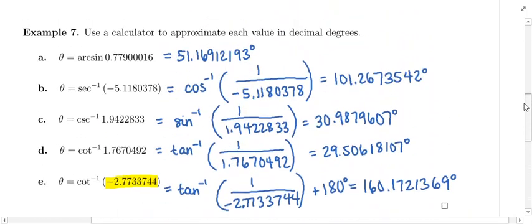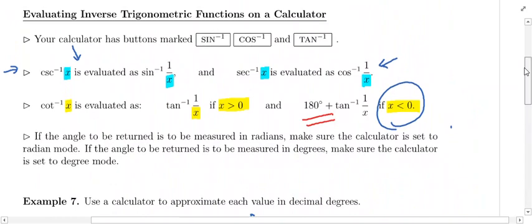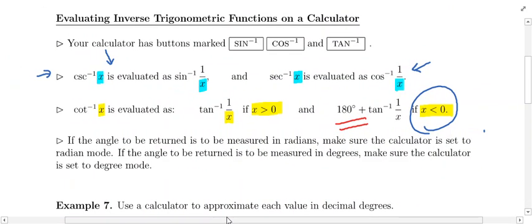We are done with these. Keep this sheet of paper handy with these rules for evaluating inverse trigonometric functions, particularly for the cosecant inverse, secant inverse, and cotangent inverse.